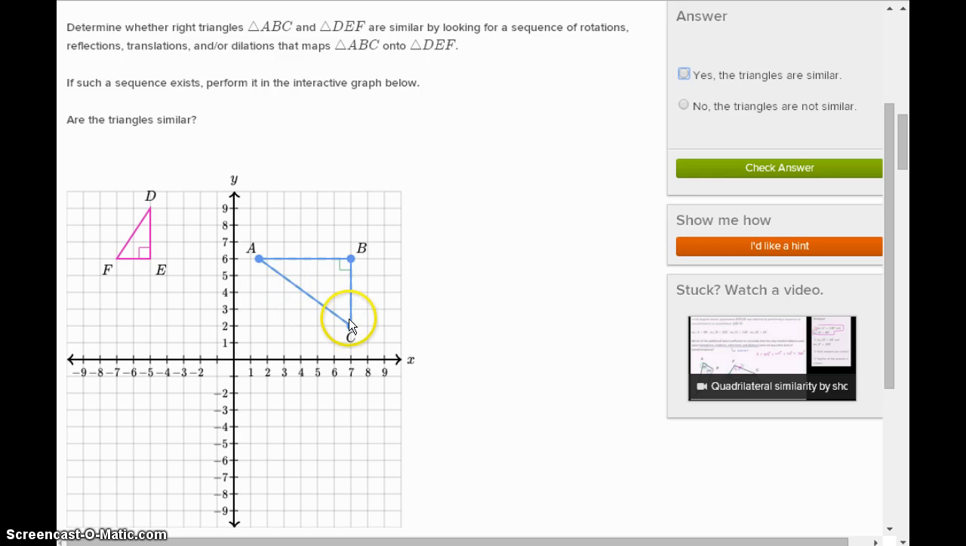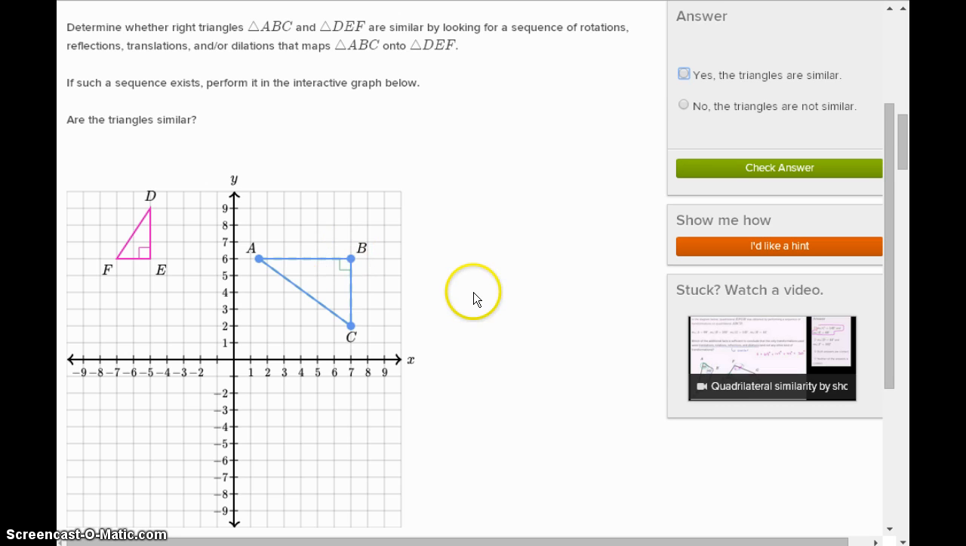So we're trying to determine whether or not these two triangles are similar. In order for them to be similar, there needs to be a sequence of rotations, reflections, translations, and/or dilations, so rigid and/or similar transformations that are going to map ABC onto DEF. The first thing I'm going to do is rotate, because I can see this right angle looks like it could map up with DEF. So I'm going to try rotating this.